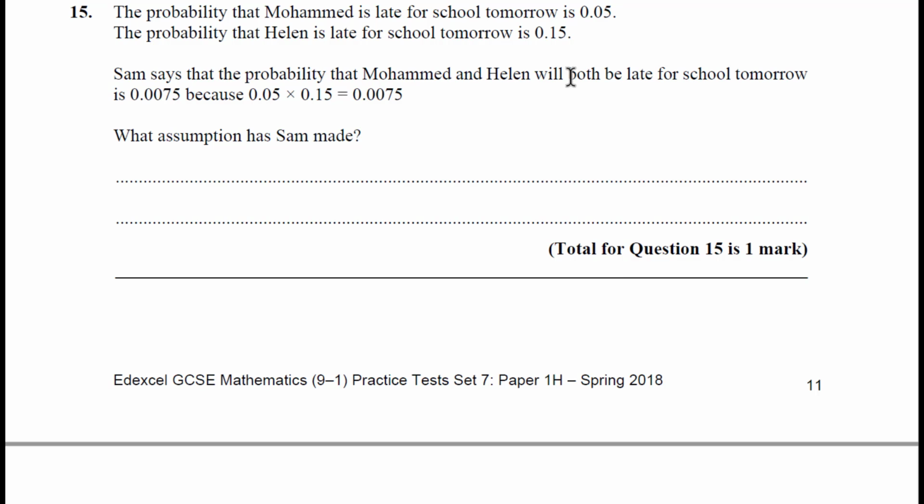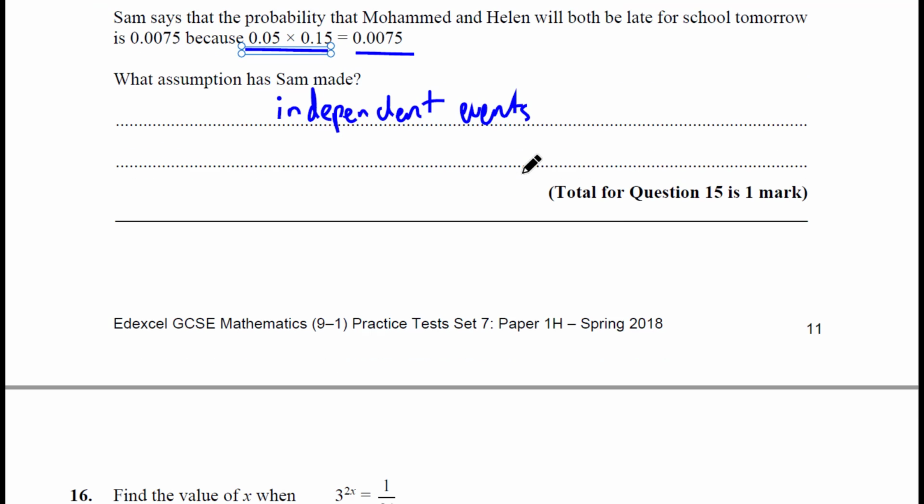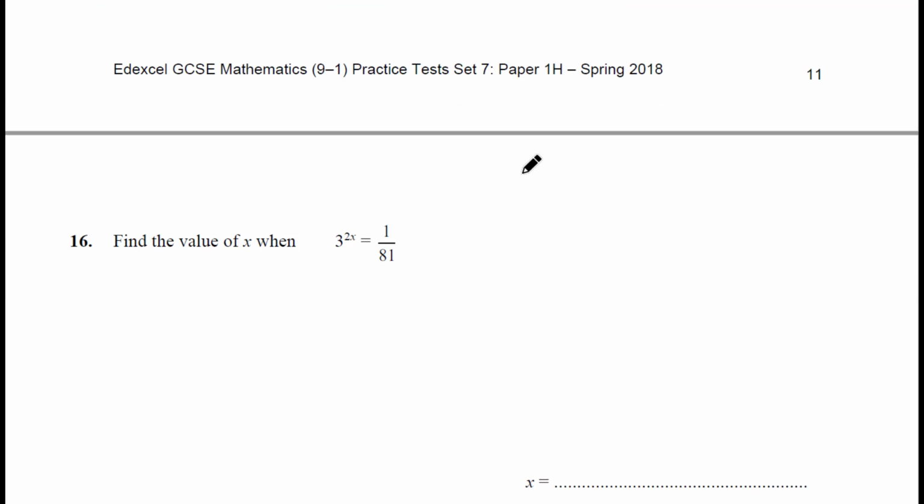Now let's read this question 15. Have a read of that. There's probabilities of Mohammed being late and Helen being late. Sam multiplies them to say that the probability that they will both be late tomorrow is 0.075. What assumption has Sam made? Well, when you multiply probabilities, the assumption you make is that they are independent events, and that is your 1 mark.